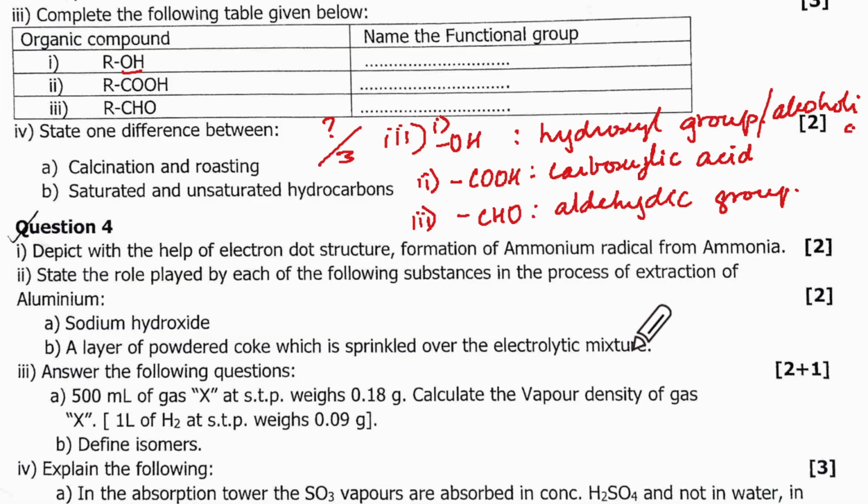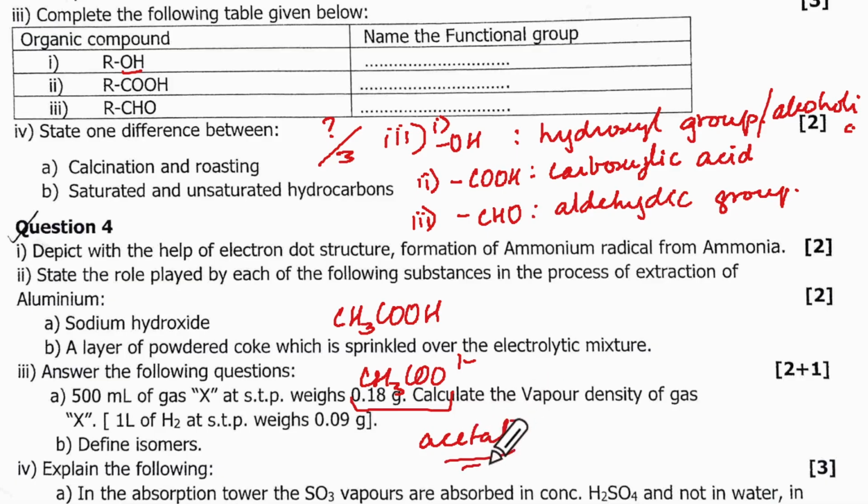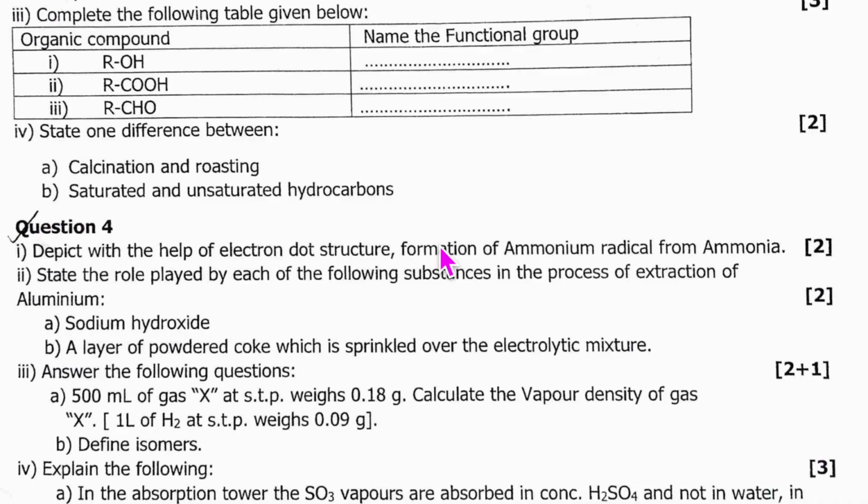Ma'am, carboxylate can also be called an acetate group, right? It is acidic, but it is oic acid. Acetate? See, CH3COOH is acetic acid, right? So yes, CH3COO- is the acetate group. The acetate group will come from acetic acid. Thank you, ma'am.